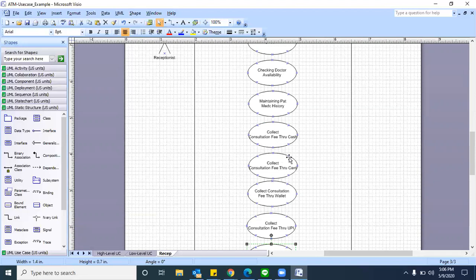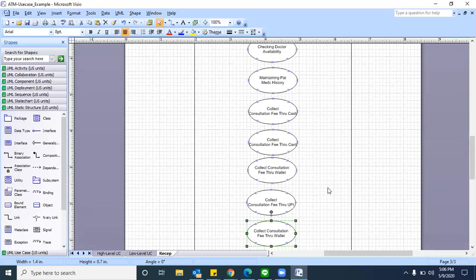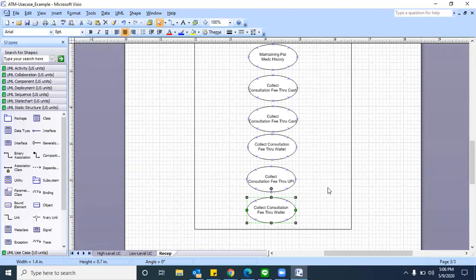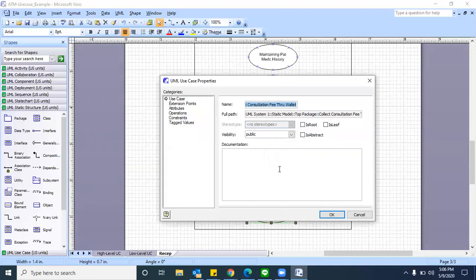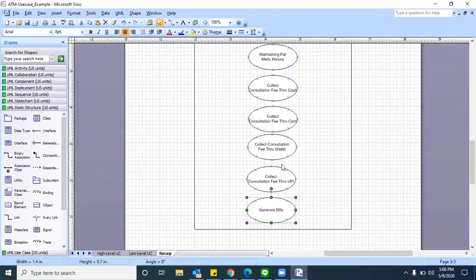See, these 4 things we can merge into one single use case, that is low level. For example, through cash, through card, through wallet, everything is there. Simply, we will go with generalization. Exactly. We can apply generalization there, right or wrong? Yes. Okay. In that way, we can draw the low level diagrams. And what is this? Generate bills. Yes. Generating bills. Next.